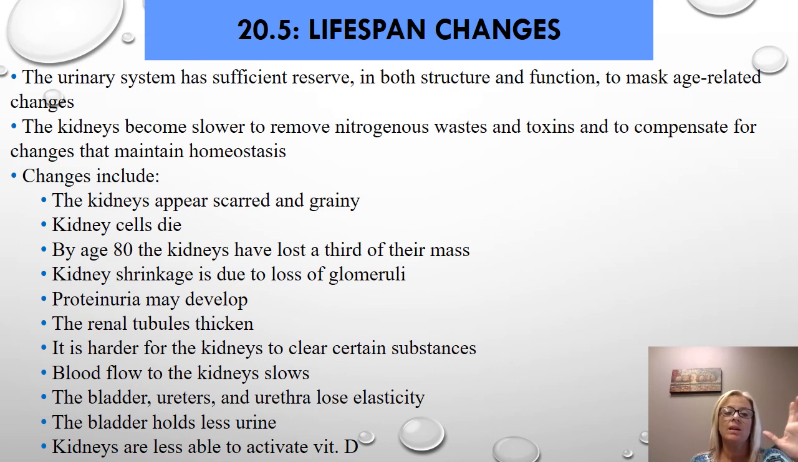All right. Kidney shrinks because we are losing glomeruli. You may develop protein being excreted in your urine. The tubules can thicken and harden. Kidneys are less able to activate vitamin D. Your bladder is less able to hold urine and flow to the kidneys slows. So there's lots of changes here that occur. They just aren't as drastic as we see in some other systems.